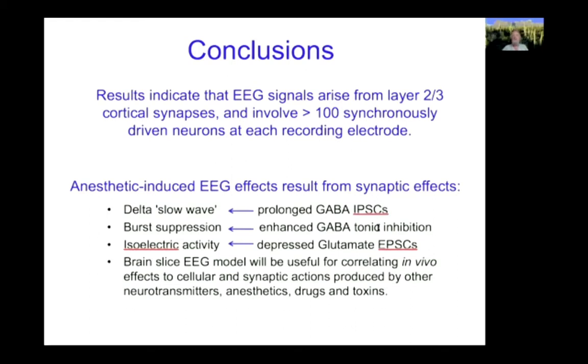So we hope the brain slice model will be useful for correlating in vivo effects to other neurotransmitter actions in the cortex and to other anesthetics and drugs and toxins, etc.